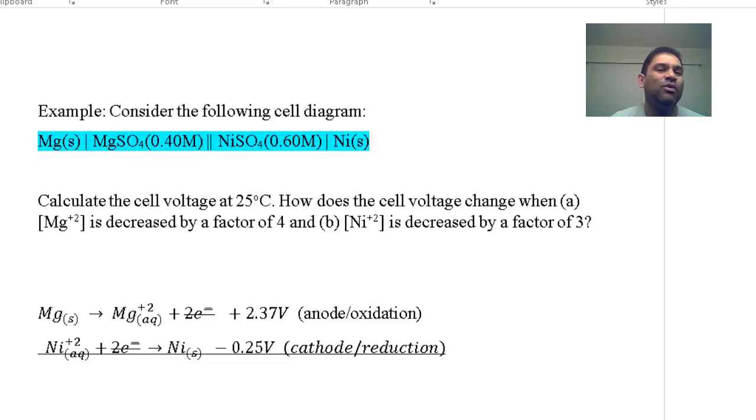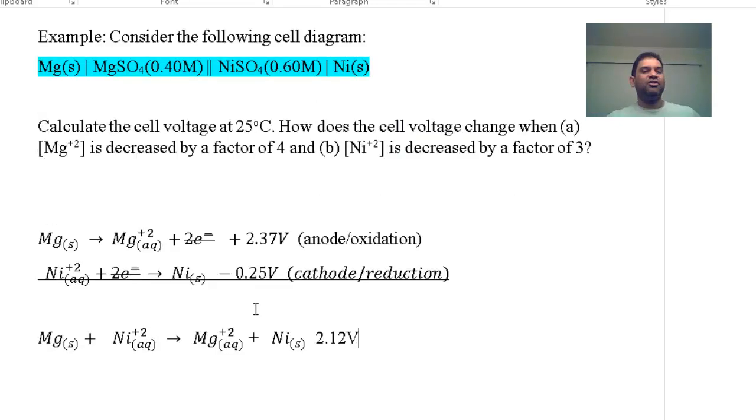So one of the things we want to be fully competent in is going from this galvanic cell notation to the fully balanced redox reaction. So the fully balanced redox reaction is going to be this. I'm getting 2.12 volts now. Now that is E cell at standard state. This is non-standard state. So once again, we're going to have to use the Nernst equation to get our concentrations and our voltages at these concentrations.